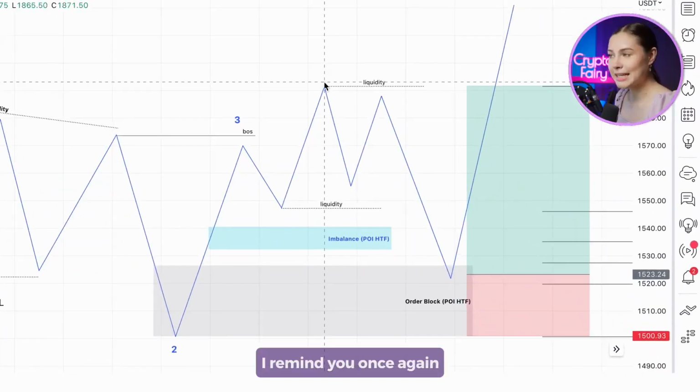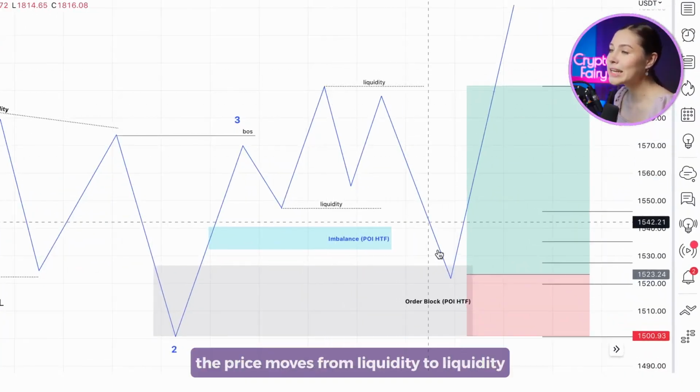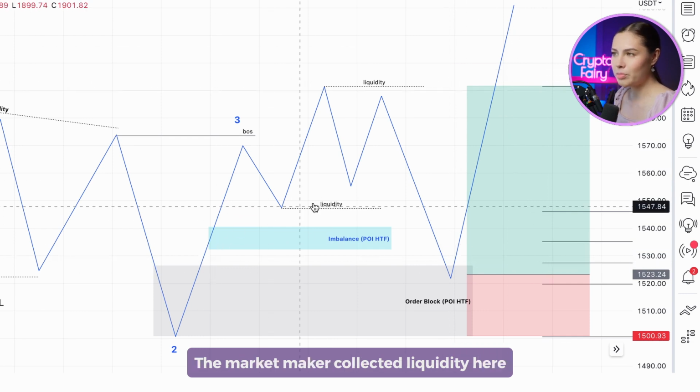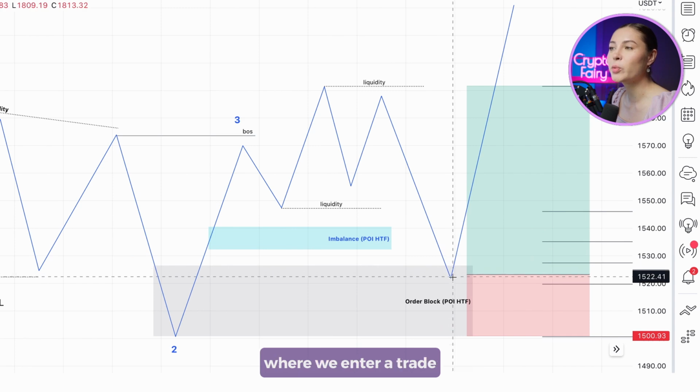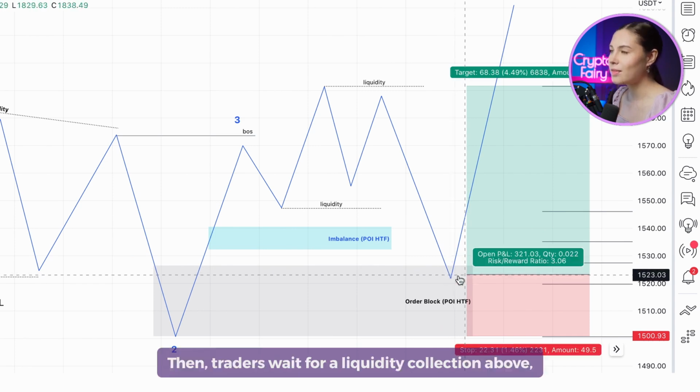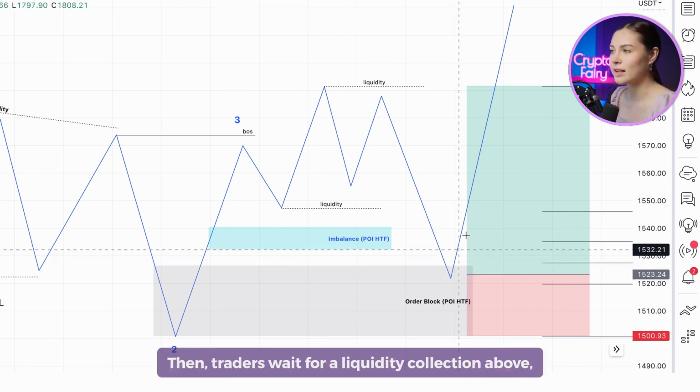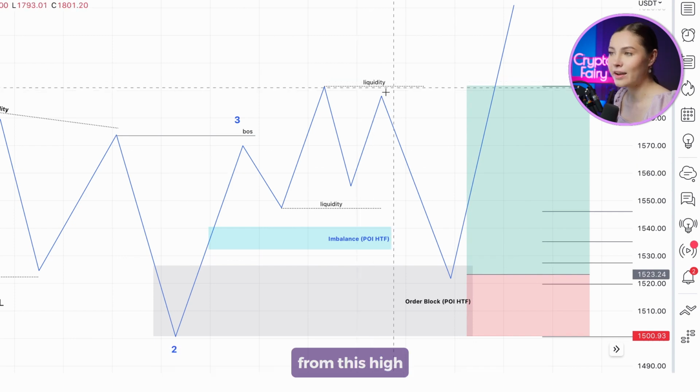I remind you once again, the price moves from liquidity to liquidity. The market maker collected liquidity here and went to test the support area where we enter a trade. Then, traders wait for liquidity collection above, from this high. Fibonacci retracement aims to find the best entry point after the correction.